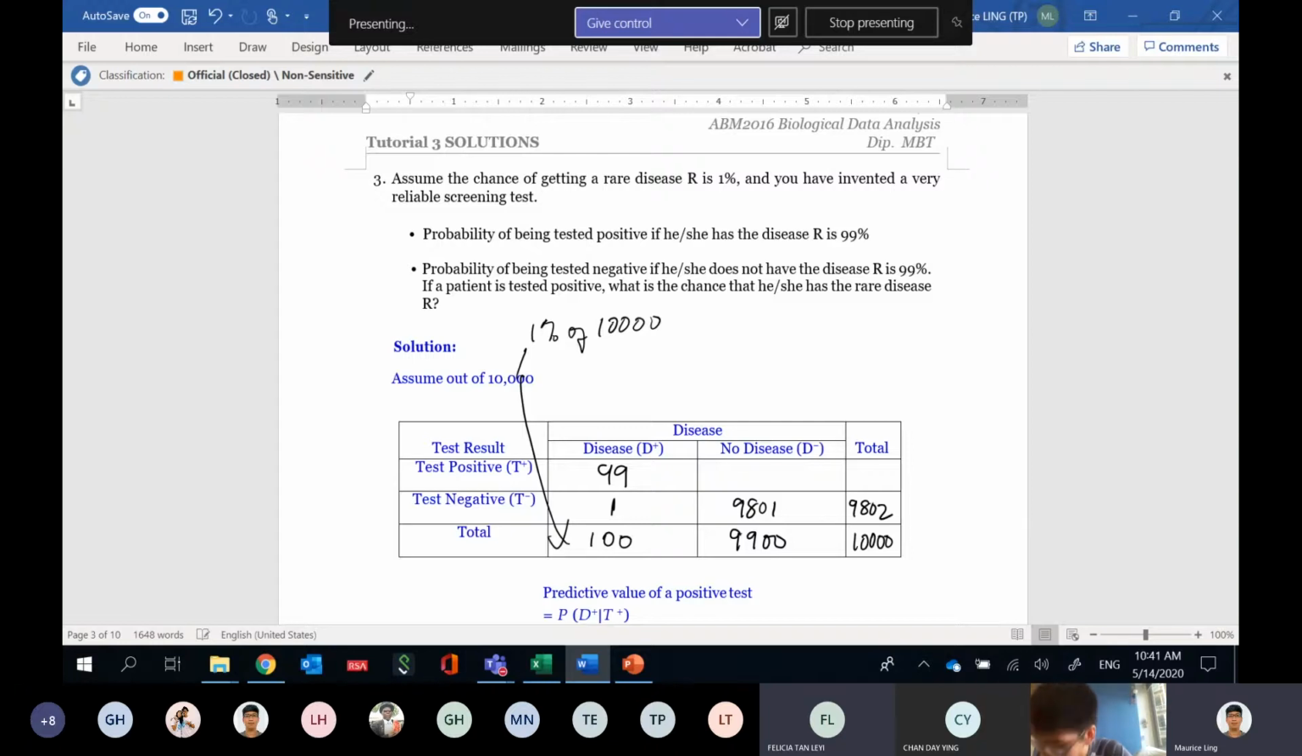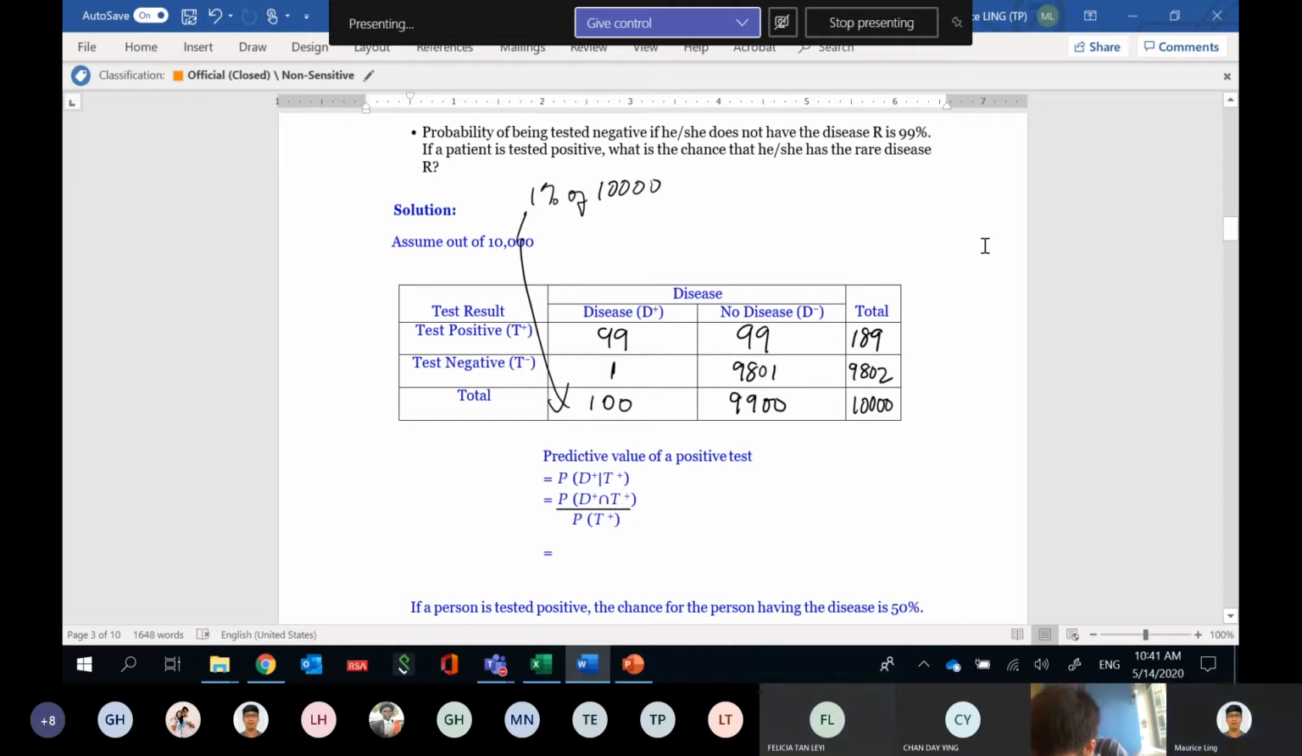Okay, so now we have this 9,801. Okay, so do we know this number in the first place? Just minus it off, because this plus this has to give you 9,900. 99. 99, correct. So here will be 198. So you fill out the table already. Okay, so correct. Very good.